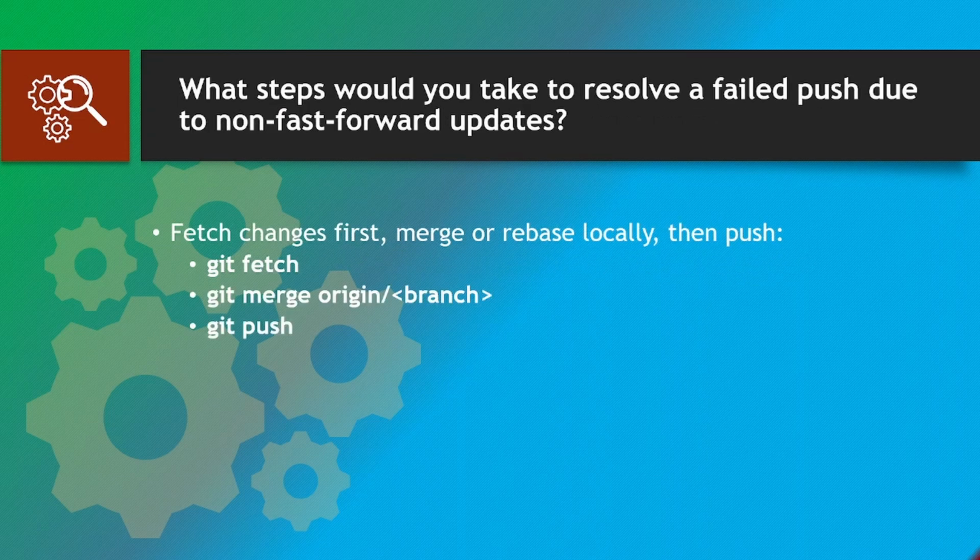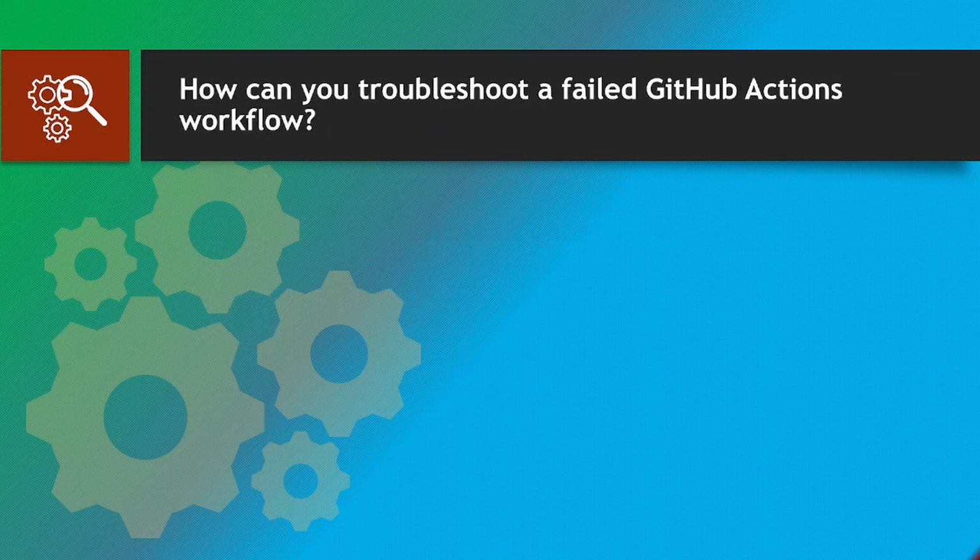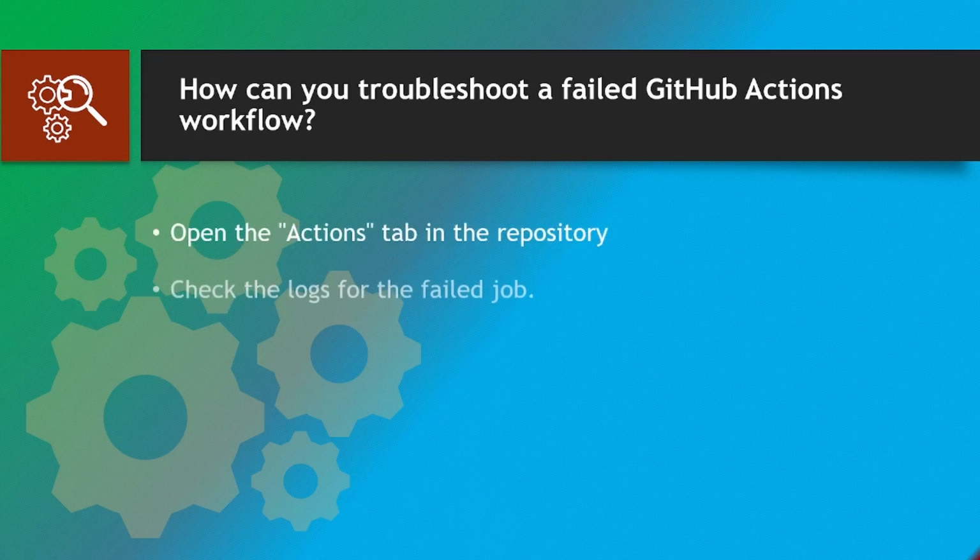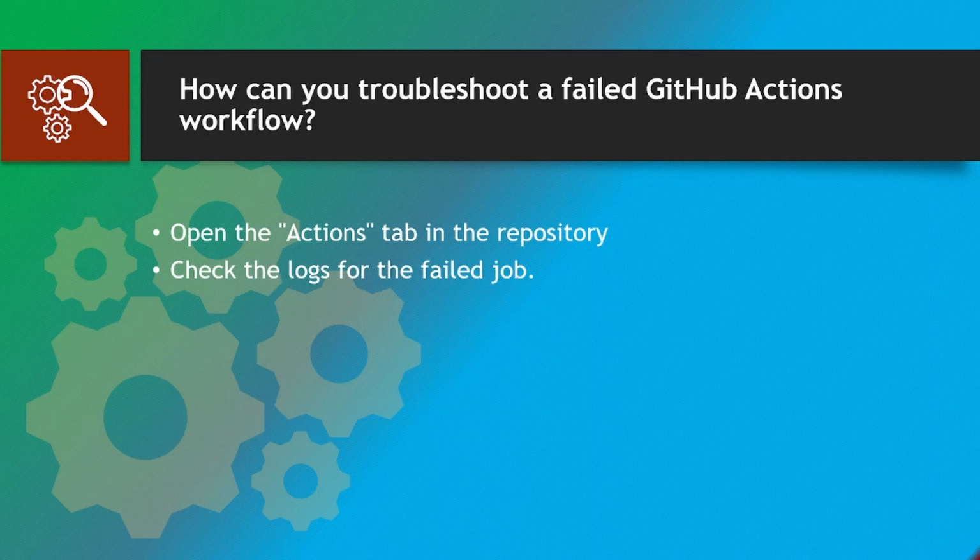What steps would you take to resolve a failed push due to non-fast-forward updates? Fetch changes first, merge or rebase locally and then push. Git fetch, git merge, and then git push. How can you troubleshoot a failed GitHub Actions workflow? Open the Actions tab in the repository. Check the logs for the failed jobs. Identify and fix errors in the workflow YAML file.